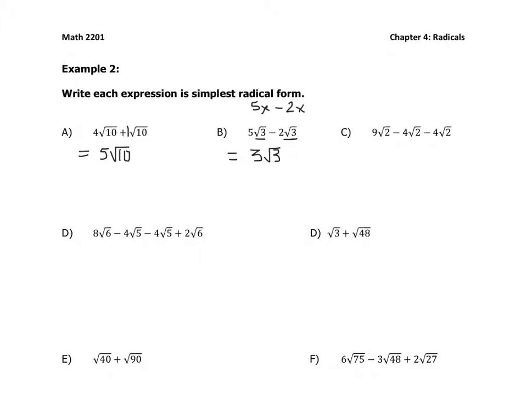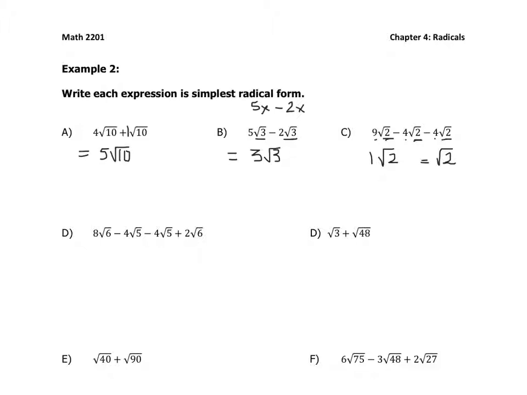You'd get 3x. Alright, these ones here again, the radical part is root 2 for all of them. So again, you just basically add or subtract the numbers in front of those radicals. So 9 take away 4 is 5, take away another 4 is 1 root 2, which can be simply written as root 2.